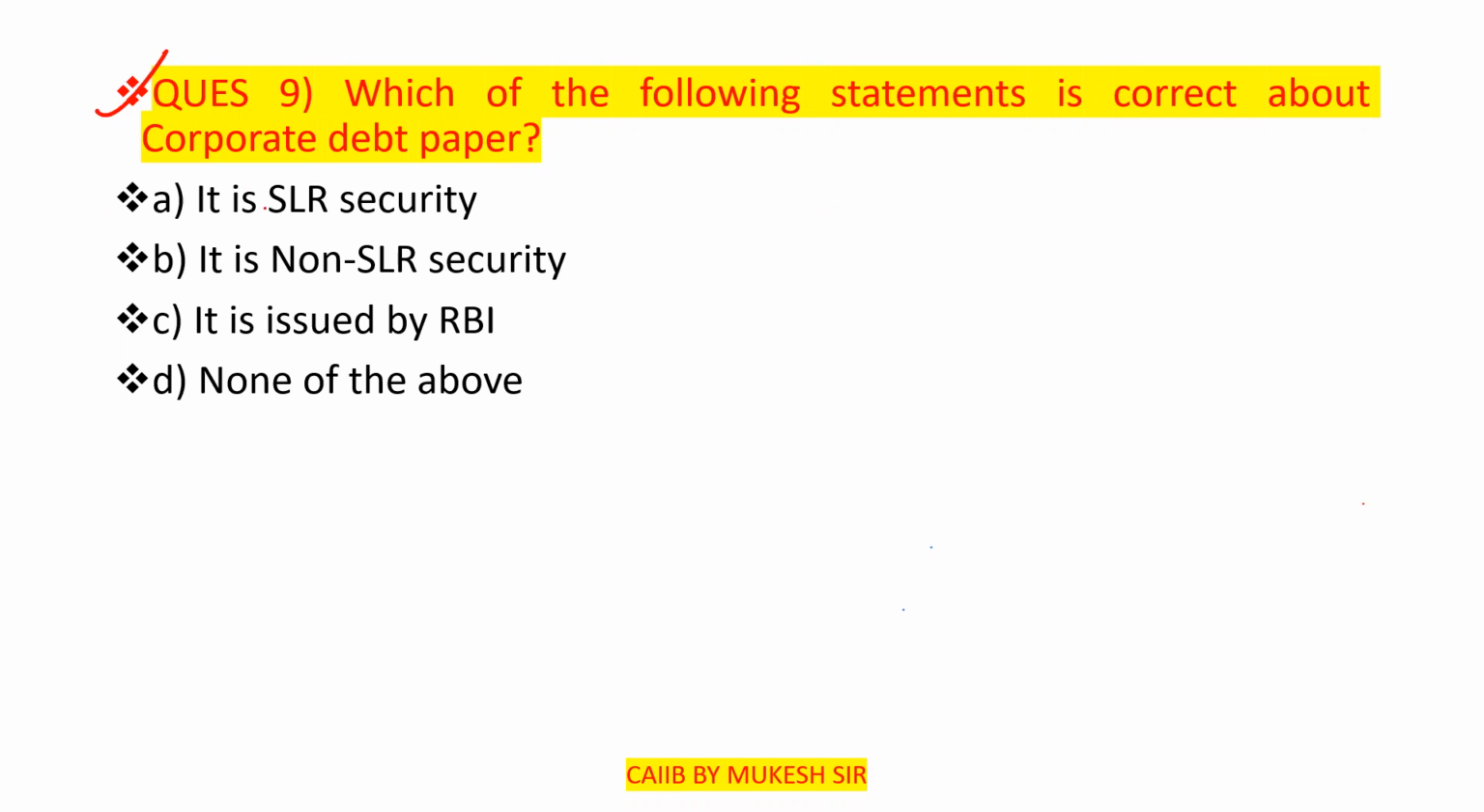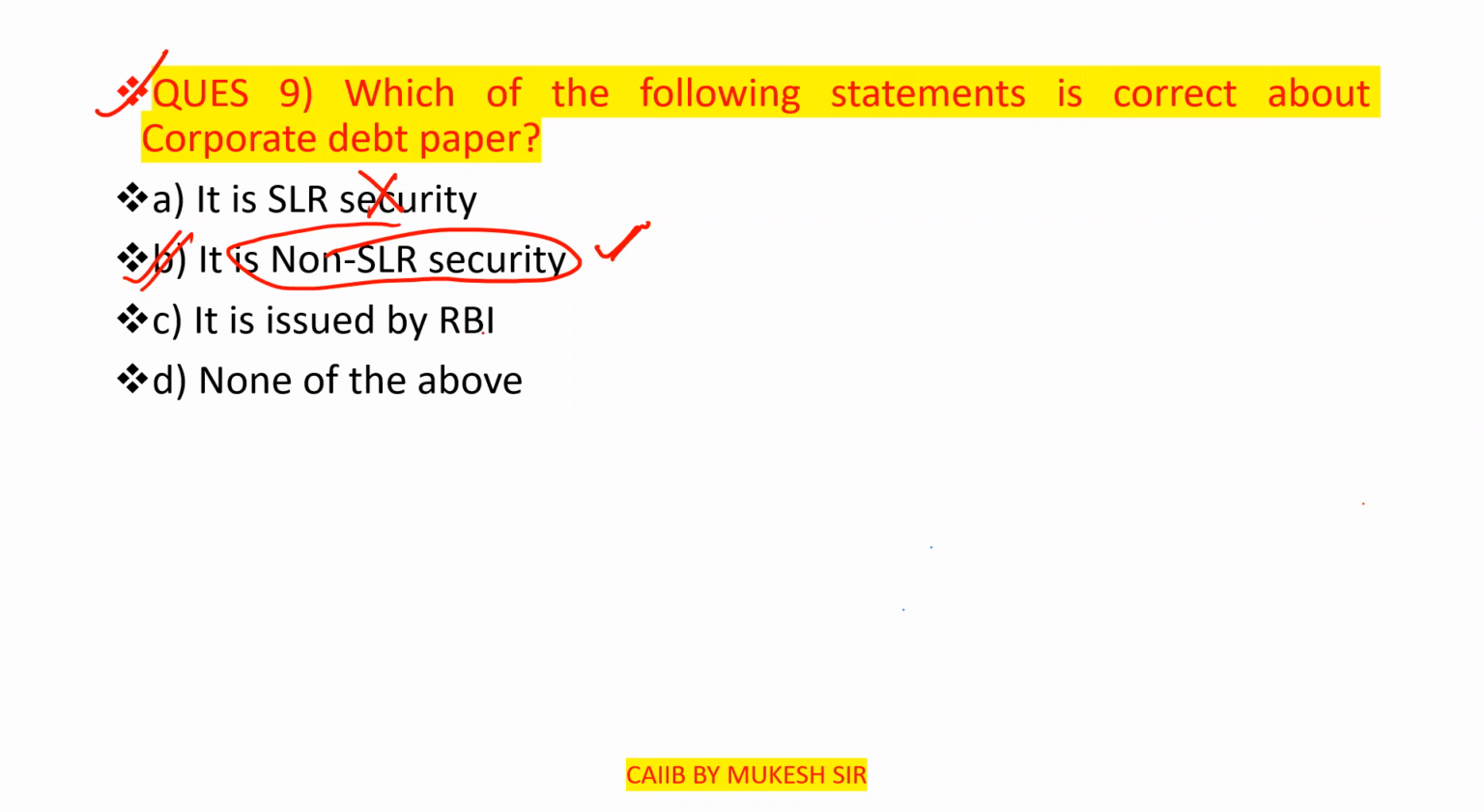So first one: is it an SLR security or a non-SLR security? Please tell fast. Please remember that corporate debt paper is a non-SLR security. So this one is wrong, and this one is the correct one.